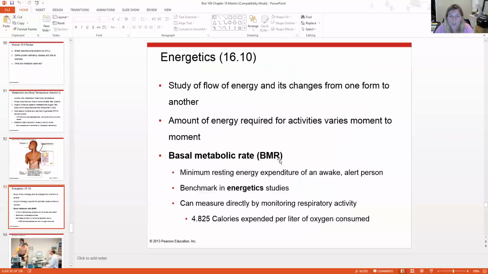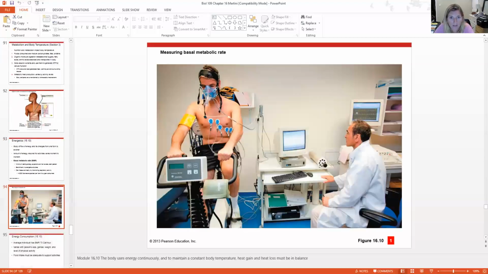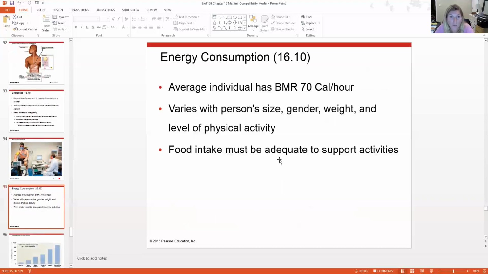If you were just sitting in your chair all day, not doing anything, this is how much energy you would burn. It's using something called energetics. You can measure it directly by measuring your respiration rate, or you can calculate it. This is obviously taking a very complex computer system, although it does look like kind of a 1980s picture, but taking an actual BMR is pretty complicated.